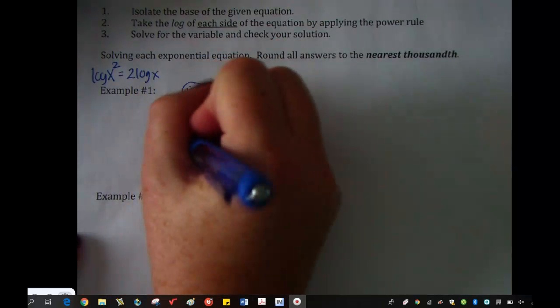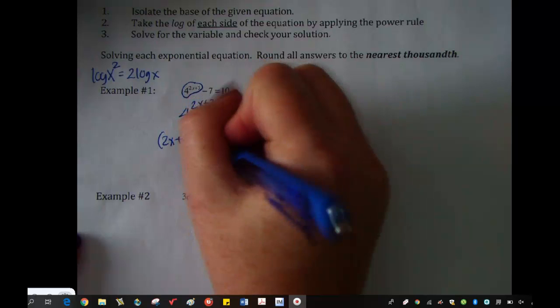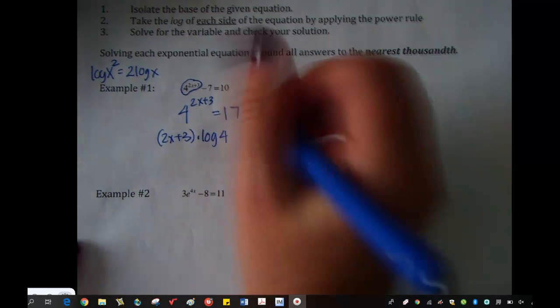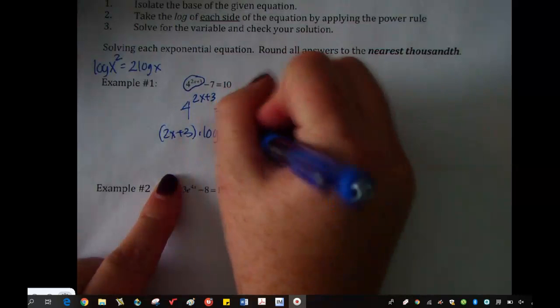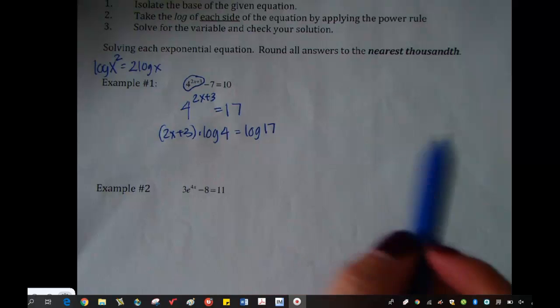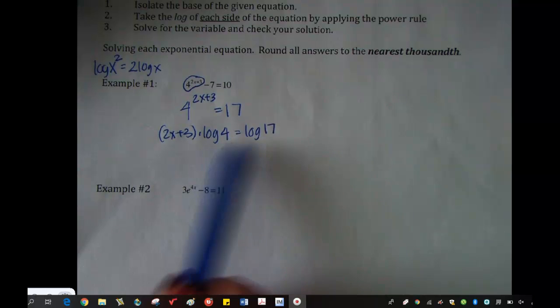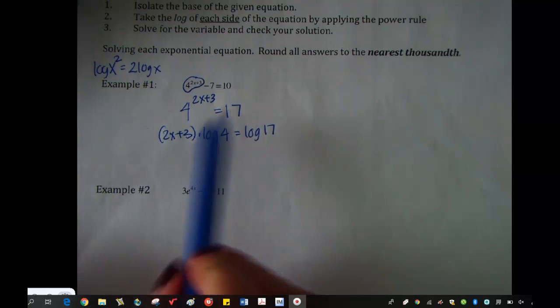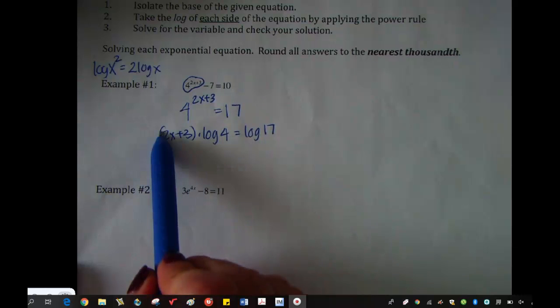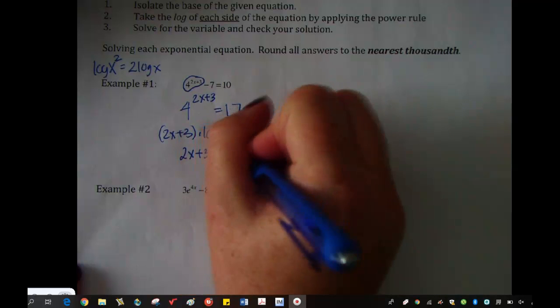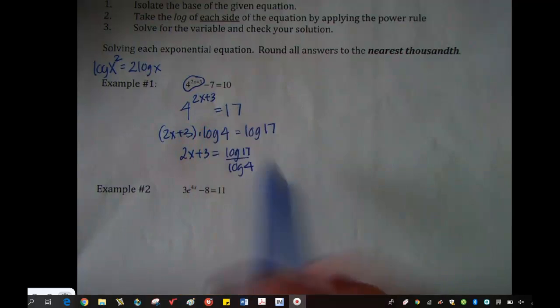So I'm going to take this whole entire power, 2x plus 3, and multiply it by the log of 4. But if I do that on the left side, then I have to do it on the right side also. So I took the log of this side, applying log rules, and I take the log of 17. Now from here, there's a couple of ways that you can do this. These are base 10, so your calculator will understand base 10. You could go through and distribute here. I'm not going to. I'm going to keep this as 2x plus 3 equals the log of 17 over the log of 4, which is a value.